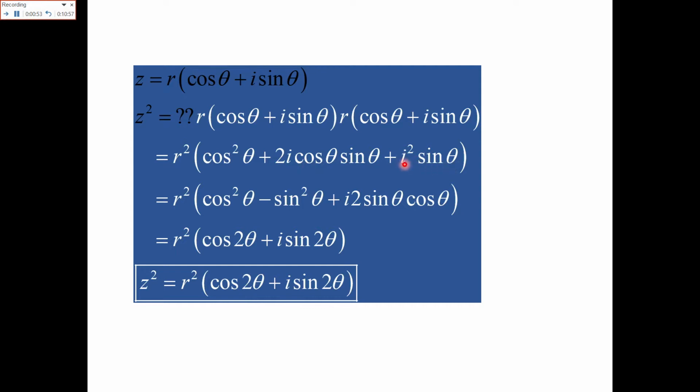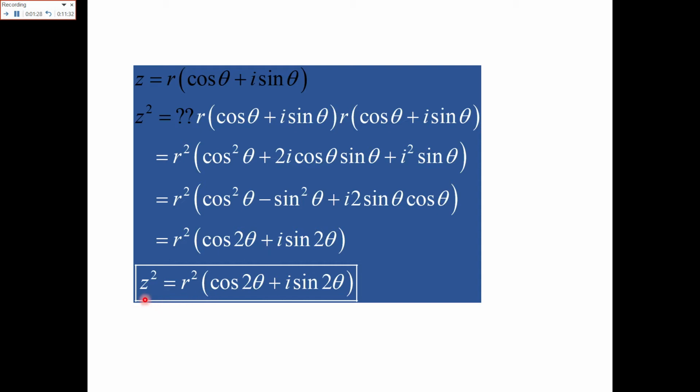Here iota square is equal to minus 1, so it becomes r square (cos square theta minus sin square theta plus 2 iota sin theta cos theta), which is the formula of cos 2 theta plus iota sin 2 theta. So we can simply say that z square is equal to r square (cos 2 theta plus iota sin 2 theta).